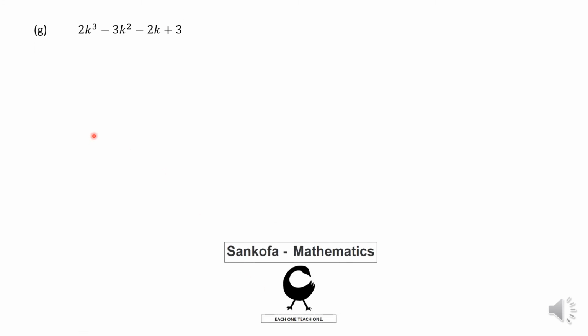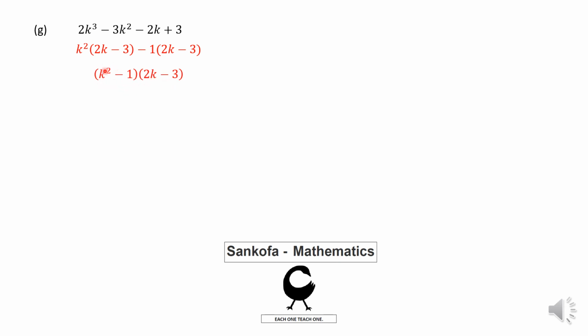Okay, let's look at a few more questions. So you have 2k cubed minus 3k squared minus 2k plus 3. Again, you factor. You take out the common factor between these two terms, which is k squared, and then you have 2k minus 3, and a common factor here is obviously minus 1. Minus 1, you're going to get 2k minus 3. I hope you can still remember from grouping. So you get k squared minus 1 times 2k minus 3.